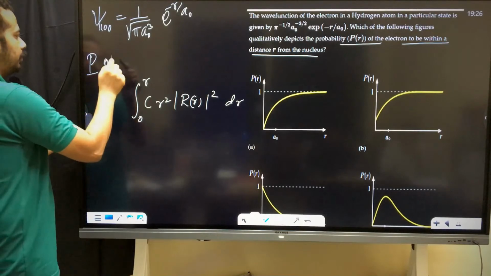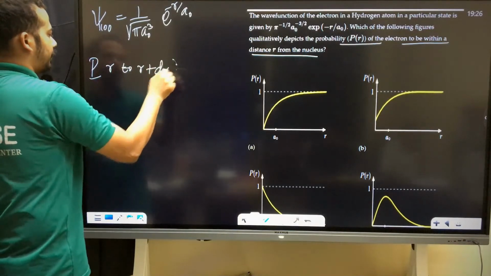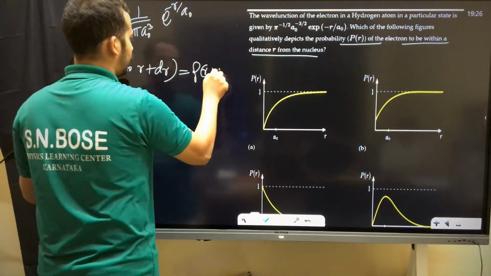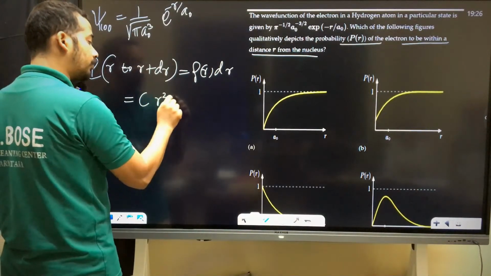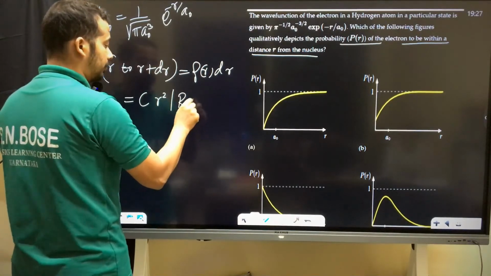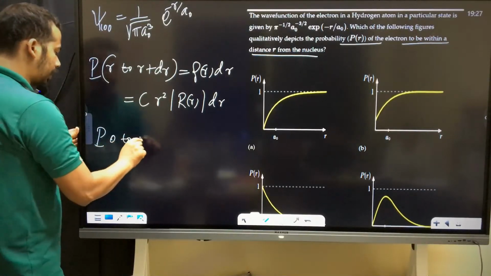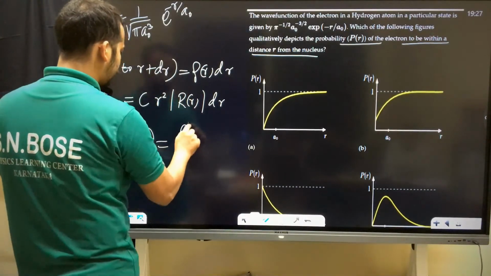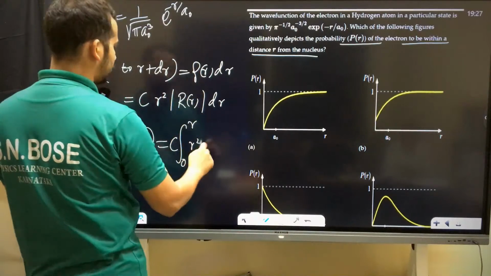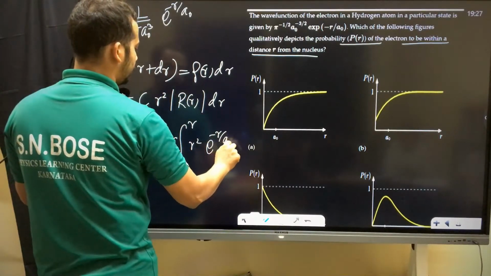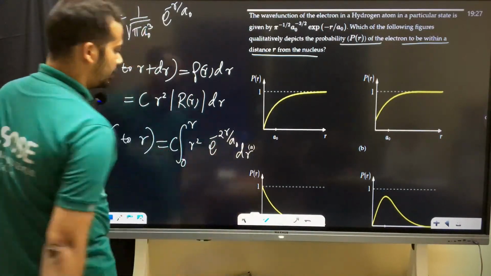I will write it again. Probability of finding the particle from r to r plus dr is equal to rho of r dr, which equals some constant into R of r square into r square, don't forget the r square factor, into dr. So the probability of finding the particle from 0 to r is the integral from 0 to r of C r square, absorbing the constant here, e power minus 2r by a naught, into dr.